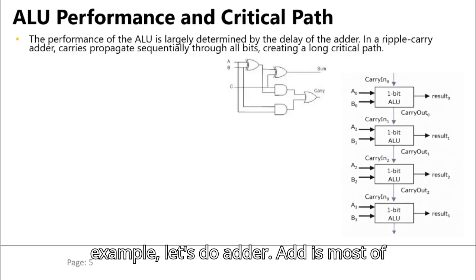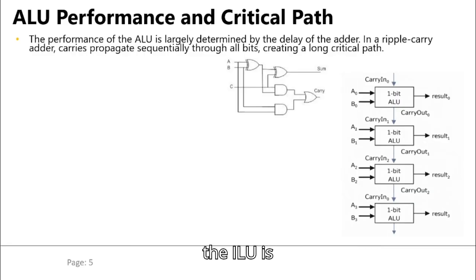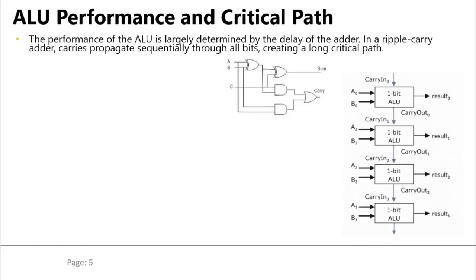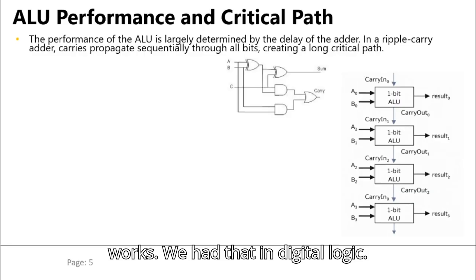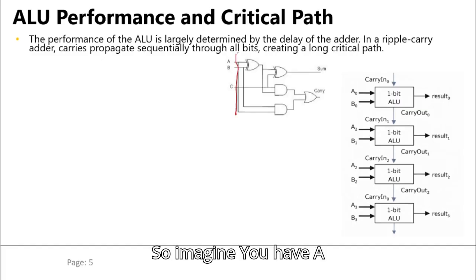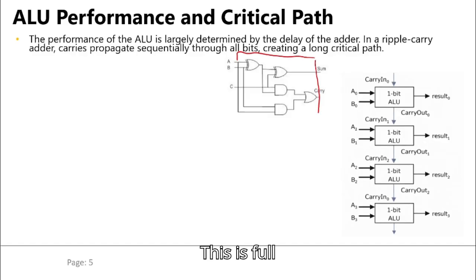For example, let's do the adder. Most of the ALU is adding. Even multiplication is a kind of addition, and shift and add also. Anyway, let's see how a full adder works. We had that in digital logic. So this is the structure of a full adder. Imagine you have A and B and C as bits.